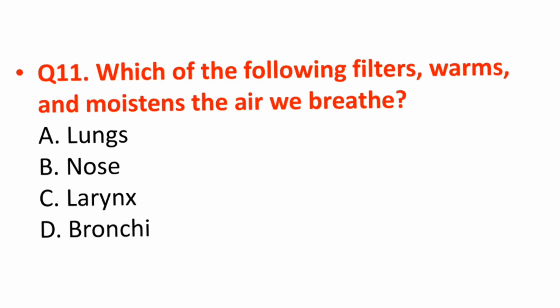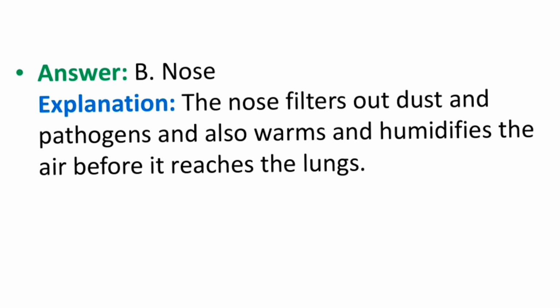Which of the following filters, warms, and moistens the air we breathe? Option A lungs, option B nose, option C larynx, option D bronchi. The correct answer is option B nose. The nose filters out dust and pathogens and also warms and humidifies the air before it reaches the lungs.